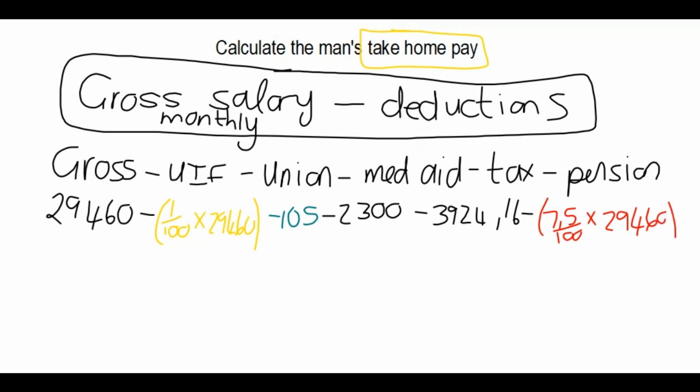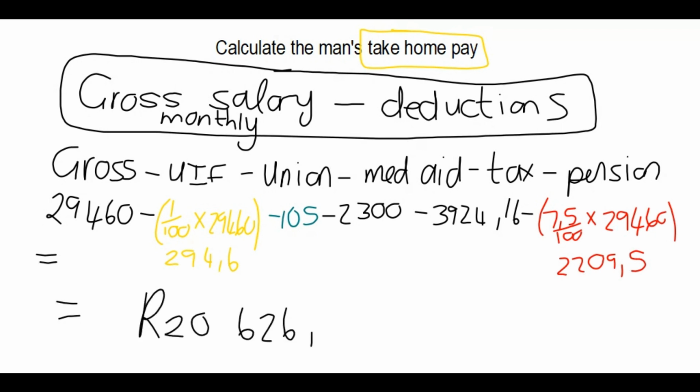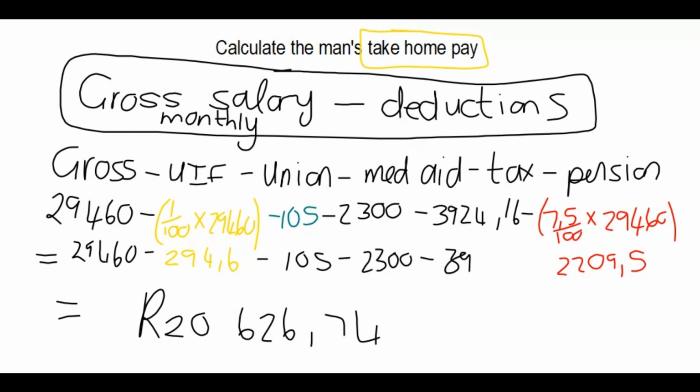Okay, you work all of this out. This yellow amount, when you work it out, is 294.6. And the pension amount is the red one, 2,209.5. Put all of this in your calculator, subtract it, and you will get 20,626.74. Okay, so I'm just writing all the other amounts in here so that you don't miss steps. And also then that's the end of our video. That's how you calculate his take-home pay.